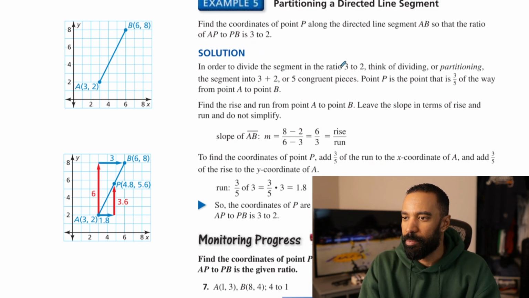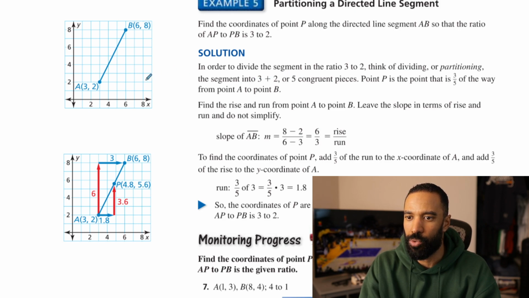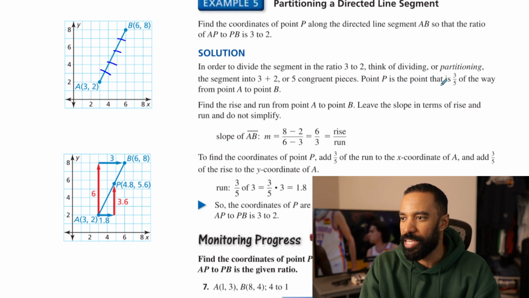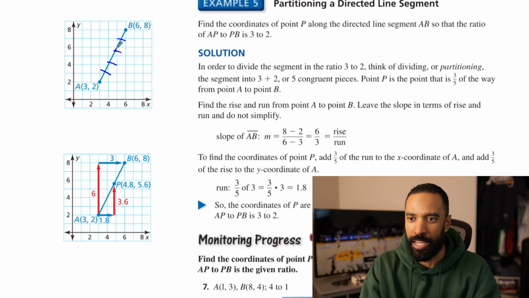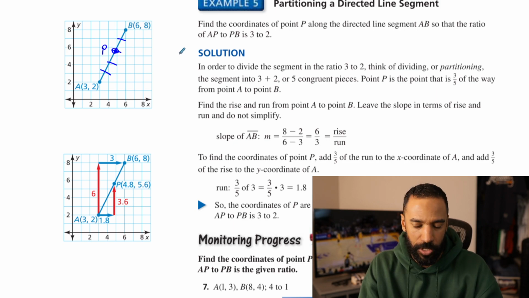In order to divide the segment in the ratio 3 to 2, think of dividing or partitioning the segment into 3 plus 2 or 5 congruent pieces. So take this entire length, divide it into 1, 2, 3, 4, 5 pieces, and point P is the point that is 3/5 of the way from A to B. So that partition will lead us to there once we're 3/5 of the way there. Makes a lot of sense.